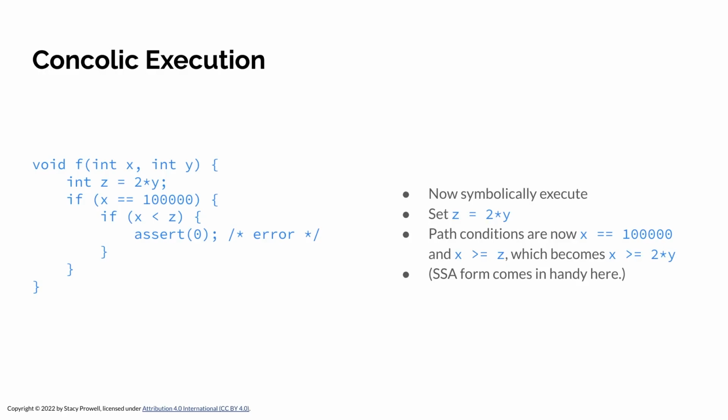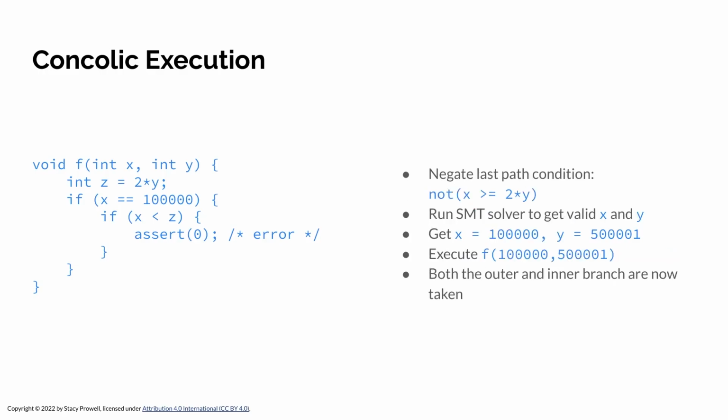Now, that's the last path condition, so we negate it. And the negation, we say not X greater than or equal to Z, or X greater than or equal to Y. And again, the SMT solver is going to figure that out for us and give us some new stuff. And so now it gives us the new X and Y. X is 100,000 and Y is 500,001. Sure, it's going to give you something, right?